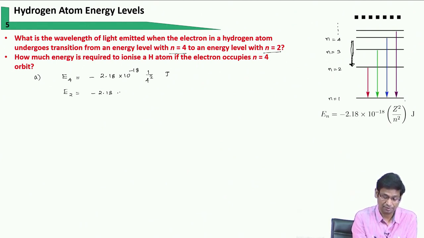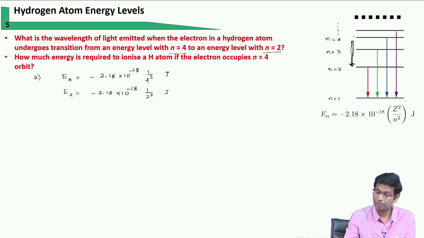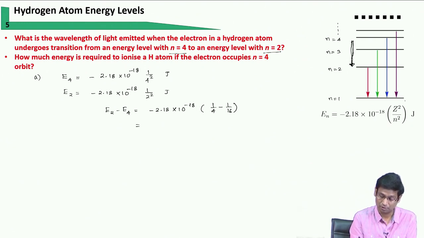This is again simple, 10 to the power minus 18, 1 over 2 square, again the unit of joule. So, when the jump happens, what is the energy of the emission? The emission energy is given by E final minus E initial. So, you would get 10 to the power minus 18, 1 by 4 minus 1 by 16. When you do this, this will come out to be 3 divided by 16, and when you multiply this number, you would get minus 4.087 into 10 to the power minus 19.